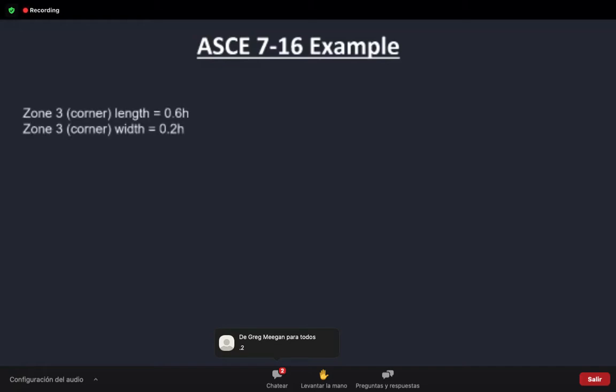Is that coming into play at all? No, not with 7-16. The width does not come into this anymore. It's only the height. Not anymore. It's only the height.